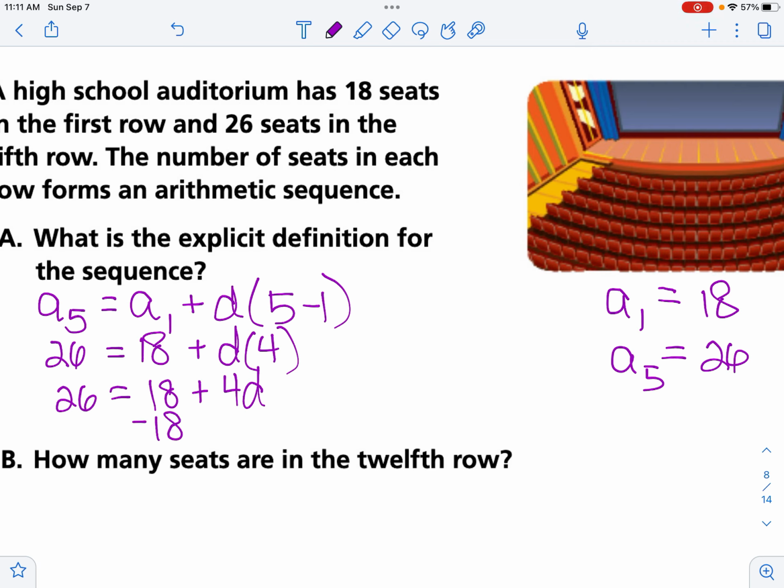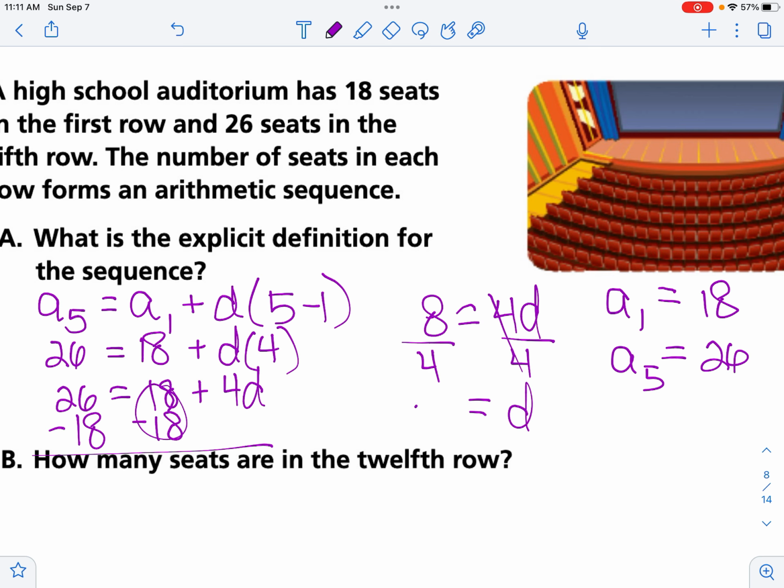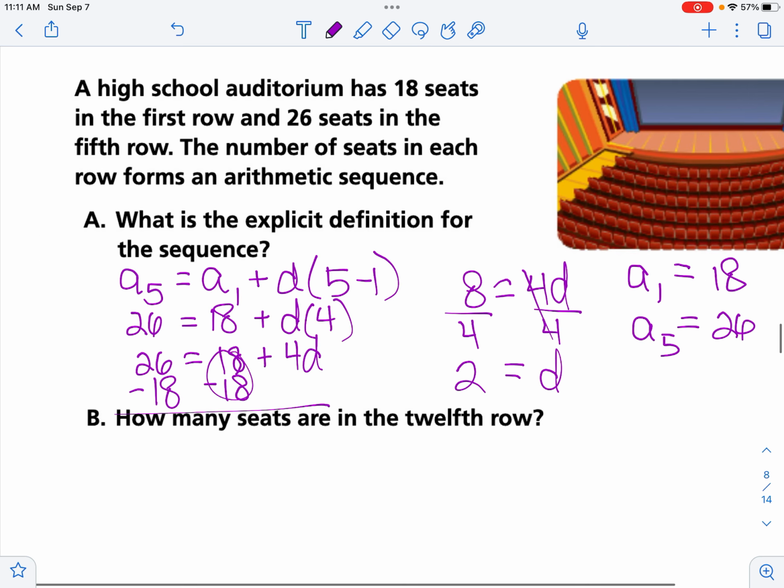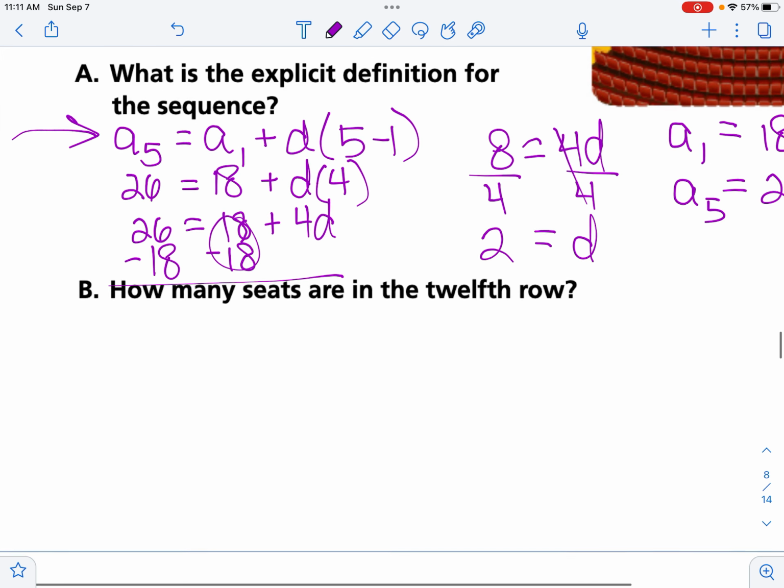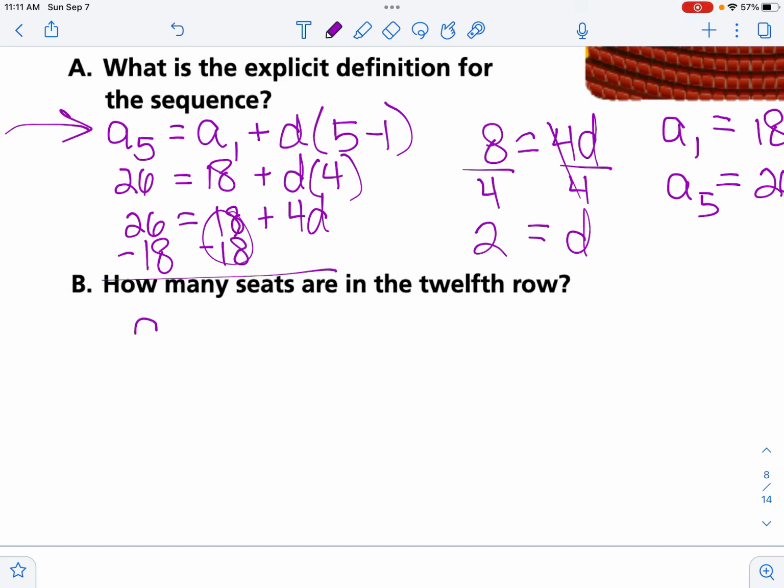Now subtract 18 from both sides. All right, let's go over here. 26 minus 18 is 8. These cancel out, so I have that. Divide by 4, divide by 4. What's my common difference? It's 2. Okay, so this explicit definition that I wrote first helped me solve, and now I have the common difference of 2. Okay. So now I want to know the 12th term.